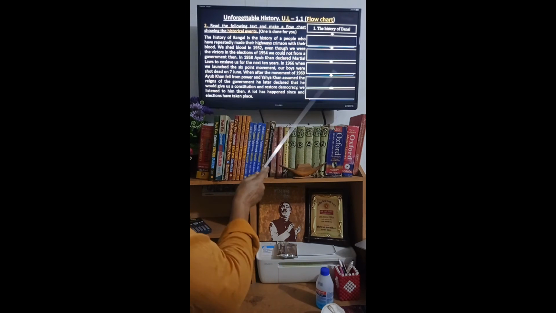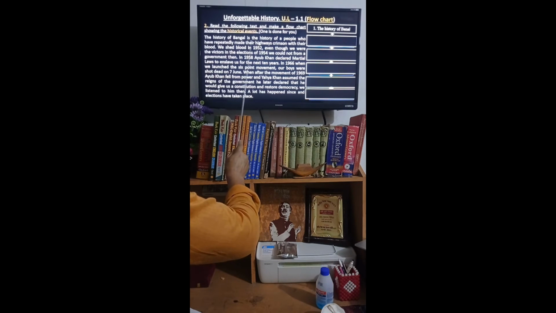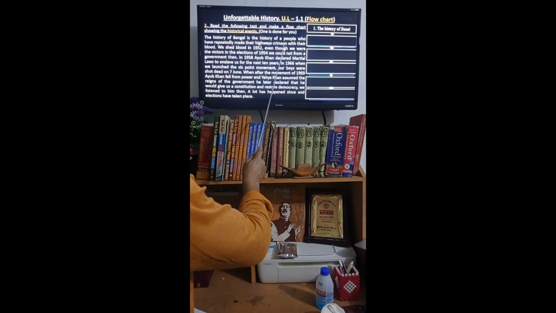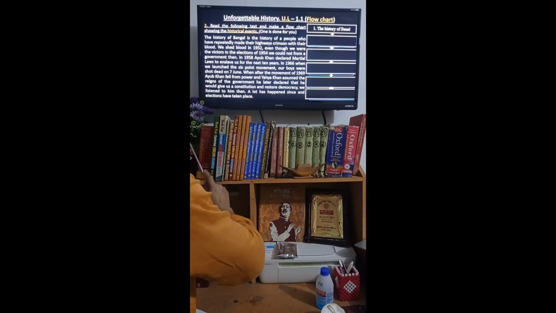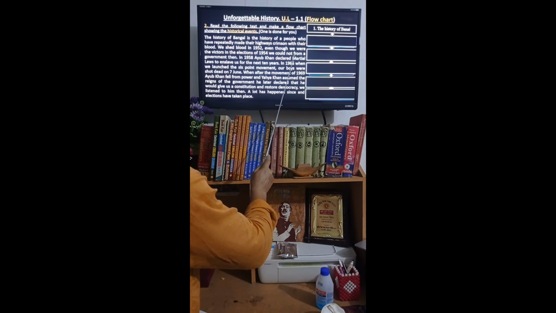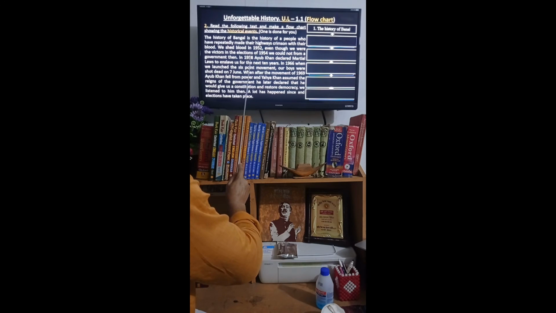I am reading out the context. The history of Bengal is the history of people who have repeatedly made their highway crimson with their blood. We shed blood in 1952. Even though we were the victors in the election of 1954, we couldn't form government then. In 1958, Ayub Khan declared martial law to enslave us for the next 10 years.